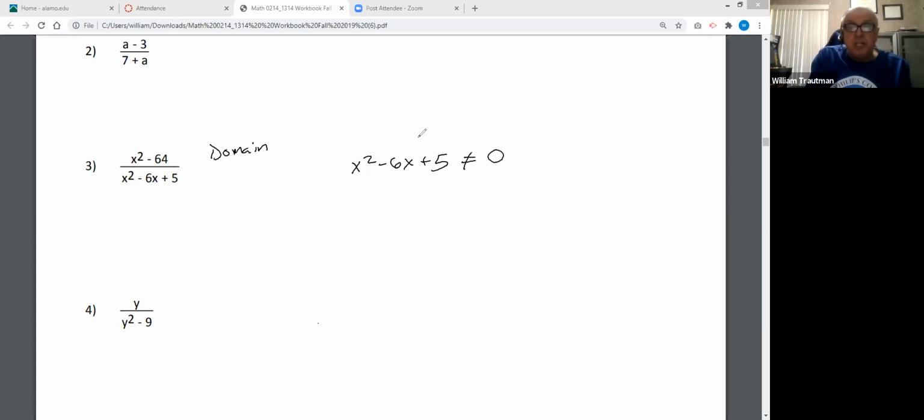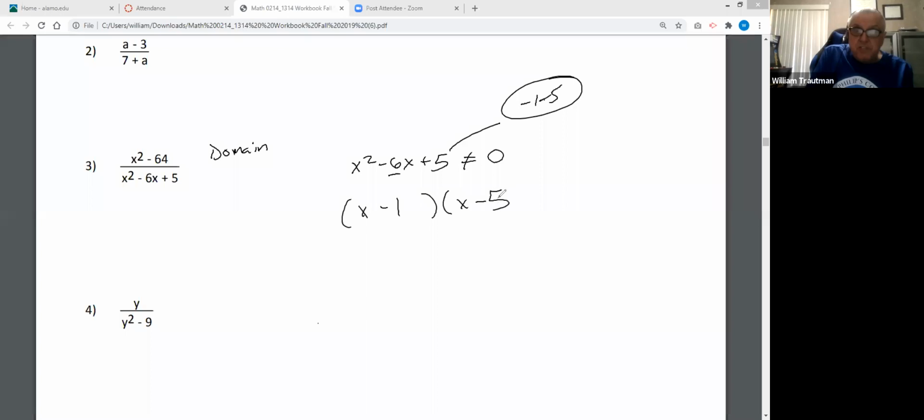So hopefully you guys know how to factor this. 3 terms when the number in front of x squared is 1. We could do 5 is 1 times 5. That's it. To get a -6, I get a negative and a negative. And when I multiply -1 times -5, I get a +5. So this factors to x minus 1 and x minus 5.